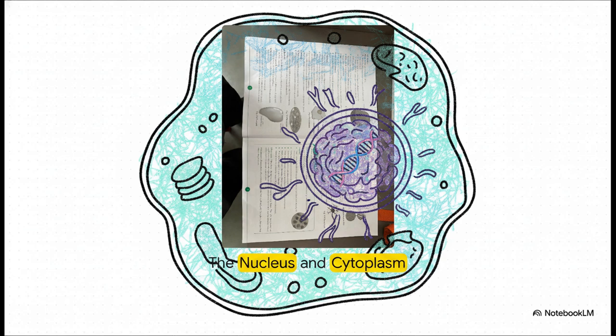Now, let's venture deeper inside. Taking up most of the cell's volume is this jelly-like fluid called the cytoplasm. And deep within that lies the city hall. This is the nucleus, discovered by Robert Brown back in 1831. The nucleus is the absolute control center of the cell. It directs all cellular activities, and most importantly, it's the vault that stores your DNA, that vital genetic blueprint passed down to the next generation.